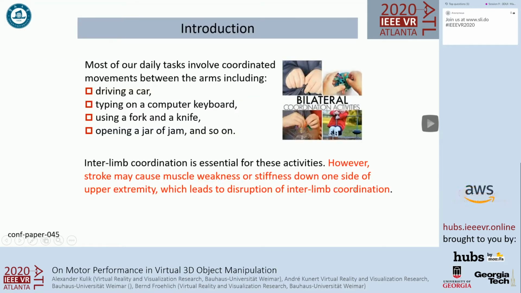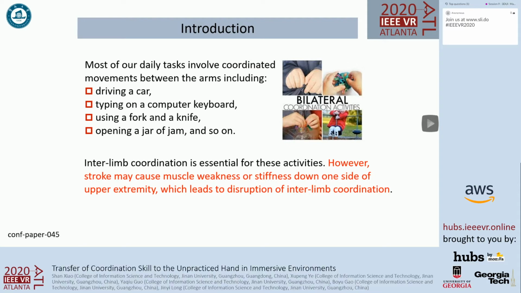Most of our daily tasks involve coordinating movements between the arms, including driving a car, typing on a computer keyboard, using a fork and a knife, opening a jar of jam, and so on. In all of these activities, interlimb coordination is essential.